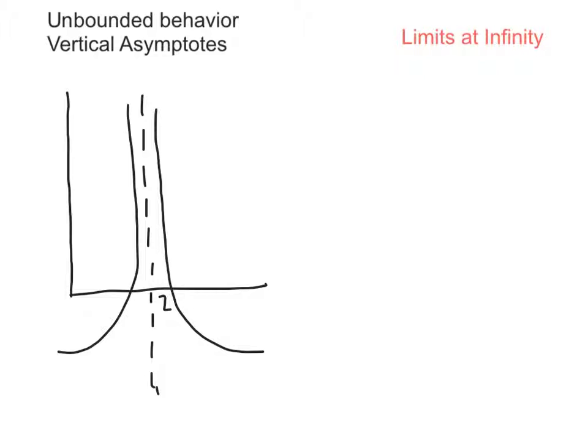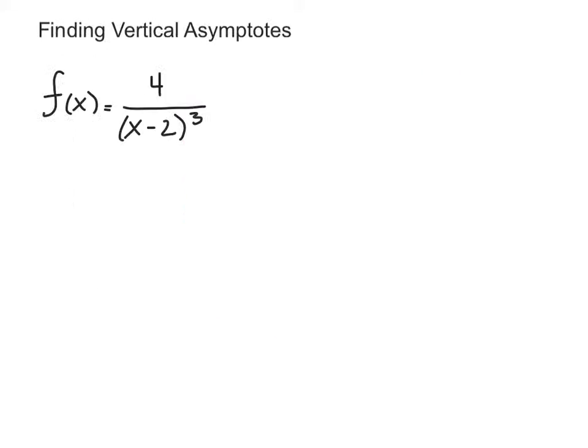The other kind of behavior we want to talk about is limits at infinity. We say that this occurs when there is unbounded behavior, such as when you see a graph like this where the limits go off along an asymptote. And so we're going to talk a little bit about how to find the vertical asymptote and what that means to us regarding the limits at infinity.